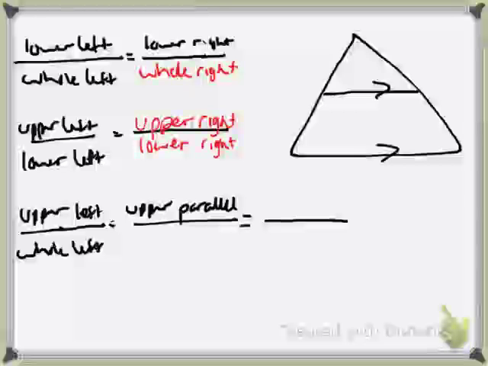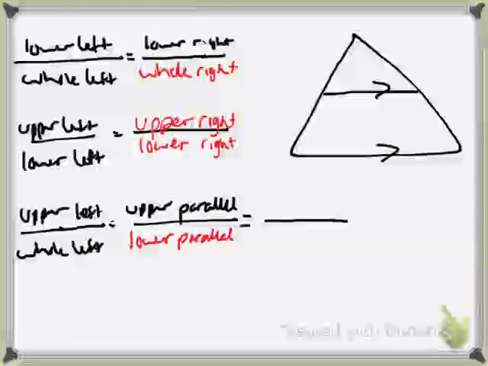For the bottom one, it says upper left to whole left. So this is like what we were doing the other day. Upper left is part of the small triangle. Whole left is the side of the big triangle. That would be equal to upper parallel over lower parallel. The parallels are a little bit of a different case because they don't have parts to them. The parallels are not broken pieces. So whenever we consider the parallels, it is important that we consider upper to whole.